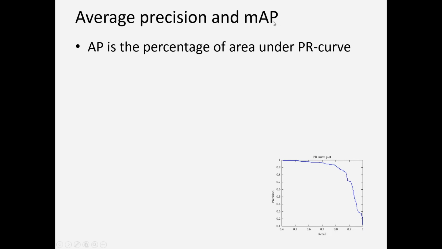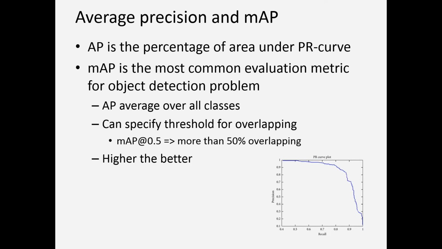What mAP means is mean average precision, a mean over several classes, because sometimes you have more than one class. Each class will have a PR curve, then you just average over all of them. As I mentioned earlier, you typically need to specify the percentage of overlapping. 50% is typical, so sometimes you see people say mAP at 0.5. What they mean is that everything overlapping more than 50% is considered correct classification, assuming they need to both detect the object and classify it correctly.